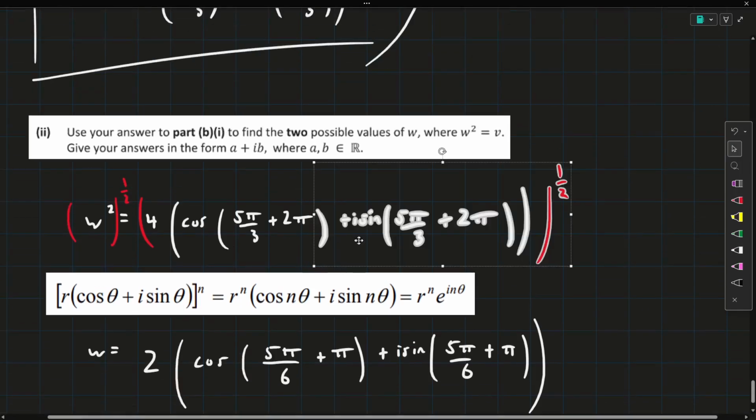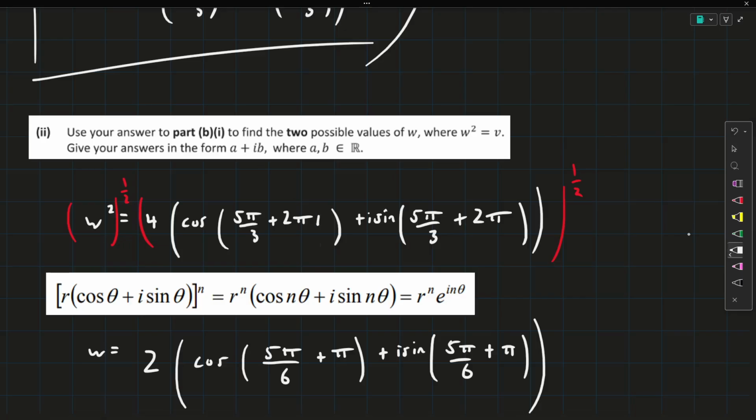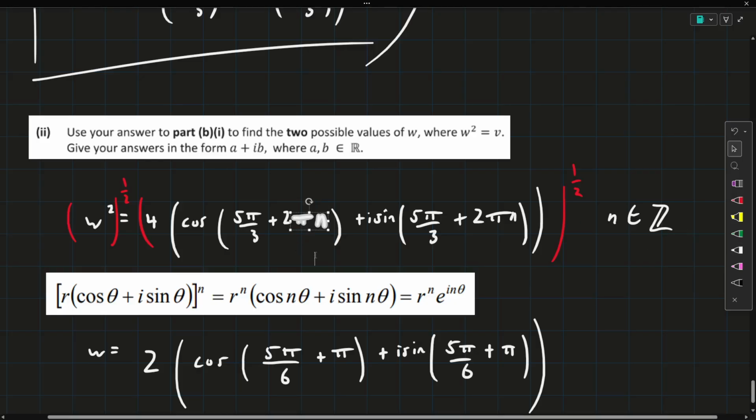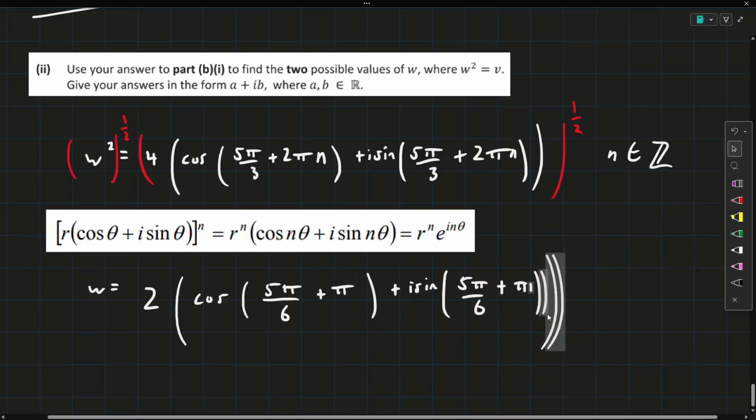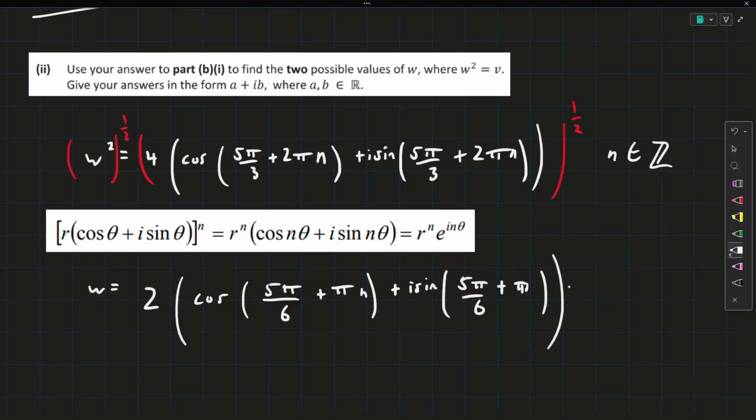Sorry, I forgot to mention up here, when we're adding 2 pi, we can do that as many times as we want. So we write down 2 pi n for any n in the integers, as long as it's a whole number. We're adding 2 pi a whole number of times. It doesn't matter. So these should be pi n. Sorry about that. So the idea is that we don't have to add this pi, but we can add this pi to get another answer. So we'll have pi n and pi n.